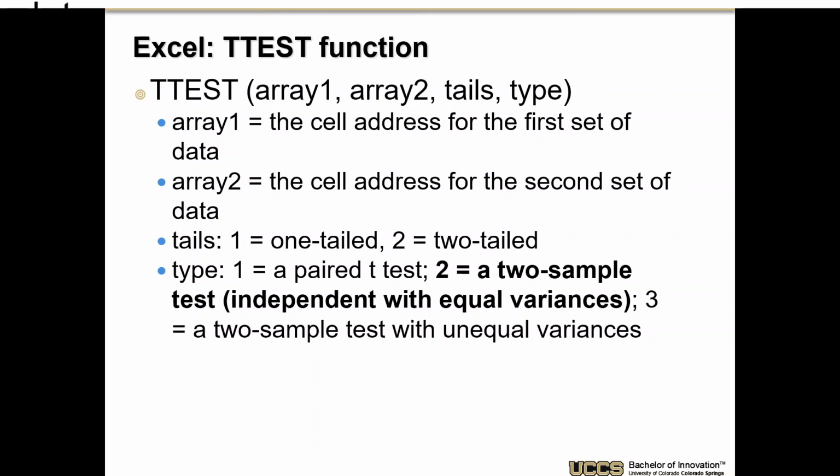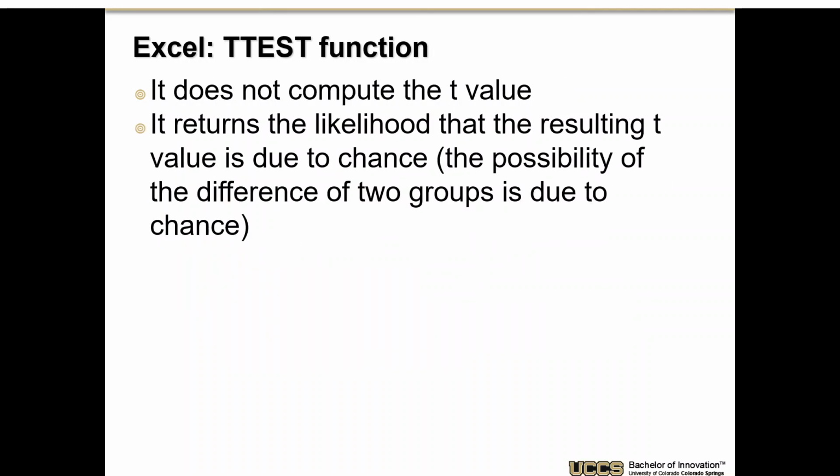It goes through, does the calculations, and it doesn't actually return the t-value of the t-test. It returns the p-value, which is the likelihood that the t-value you get is due to random chance. The p-value we talked about last class in terms of statistical significance.